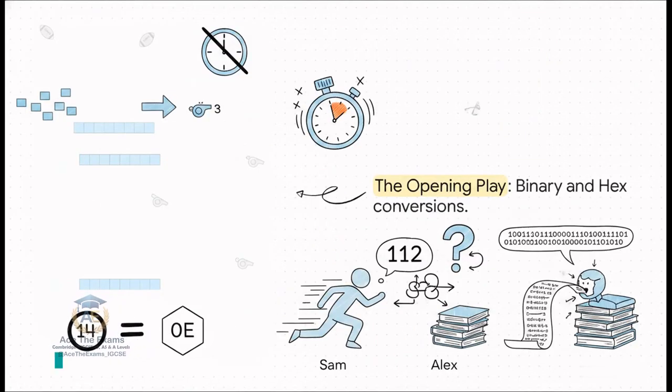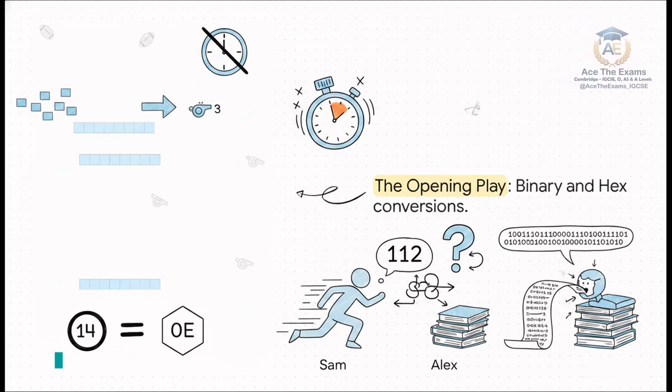All right, let's look at some game tape and see how our two star players, Alex and Sam, totally fumble these standard opening plays. Question 1 asks you to convert the denary number 112 into an 8-bit binary number, and then carry out a logical shift 3 places to the right. Pretty standard, right? 112 in binary is 01110000. Simple enough. But then comes that logical shift right by 3 places. If you do it correctly, the answer is 00001110, which gives us 14 in denary, or 0E in hexadecimal.